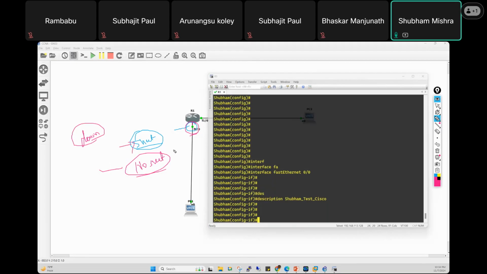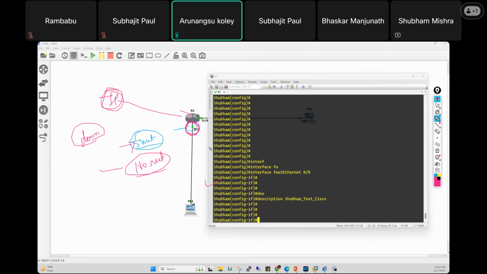Fine. So the conclusion is, in interface mode, whatever we configure will be implemented for a particular interface. For example, you are assigning the IP address. So definitely you will assign the IP address in which mode? Interface configuration mode. Because you are configuring the IP address on the interface, not on the router.